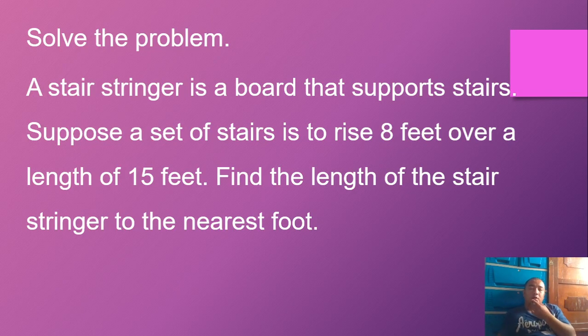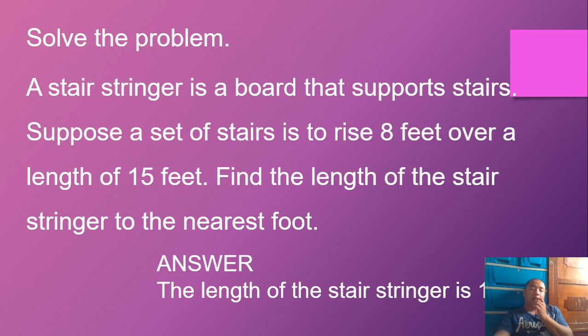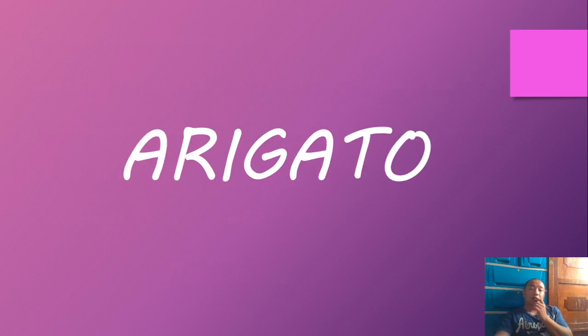We also have here a word problem that can be solved using the Pythagorean Theorem. A stair stringer is a board that supports stairs. Suppose a set of stairs is to rise 8 feet over a length of 15 feet. Find the length of the stair stringer to the nearest foot. By using the Pythagorean Theorem, 8 squared plus 15 squared is 289. The square root of 289 is 17 feet.